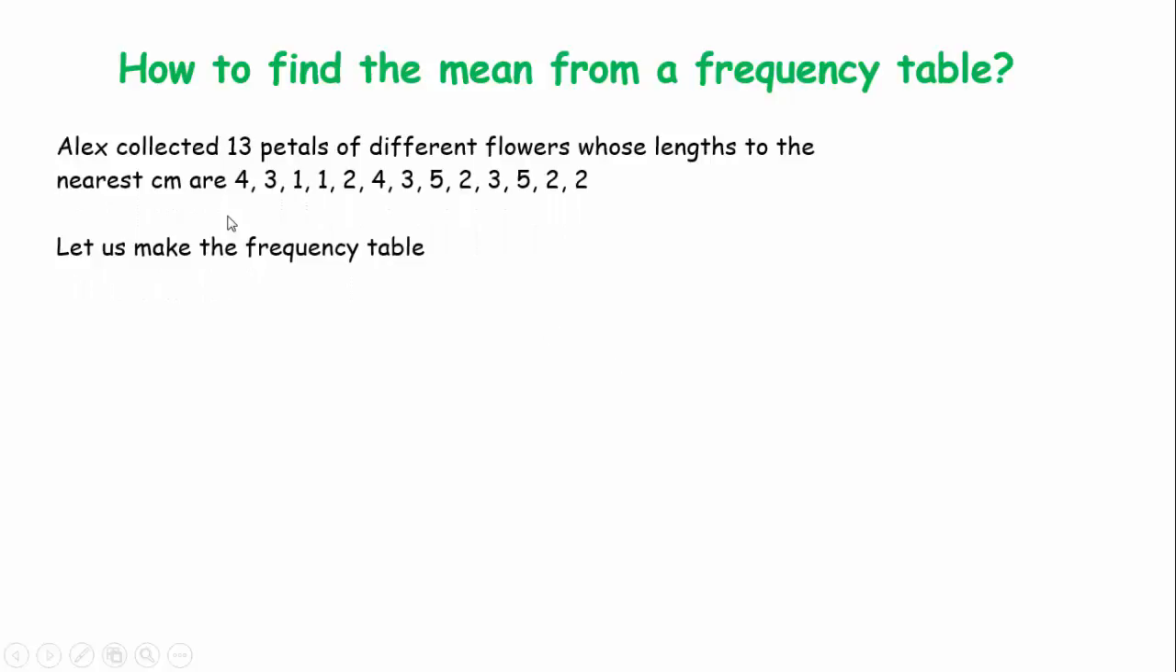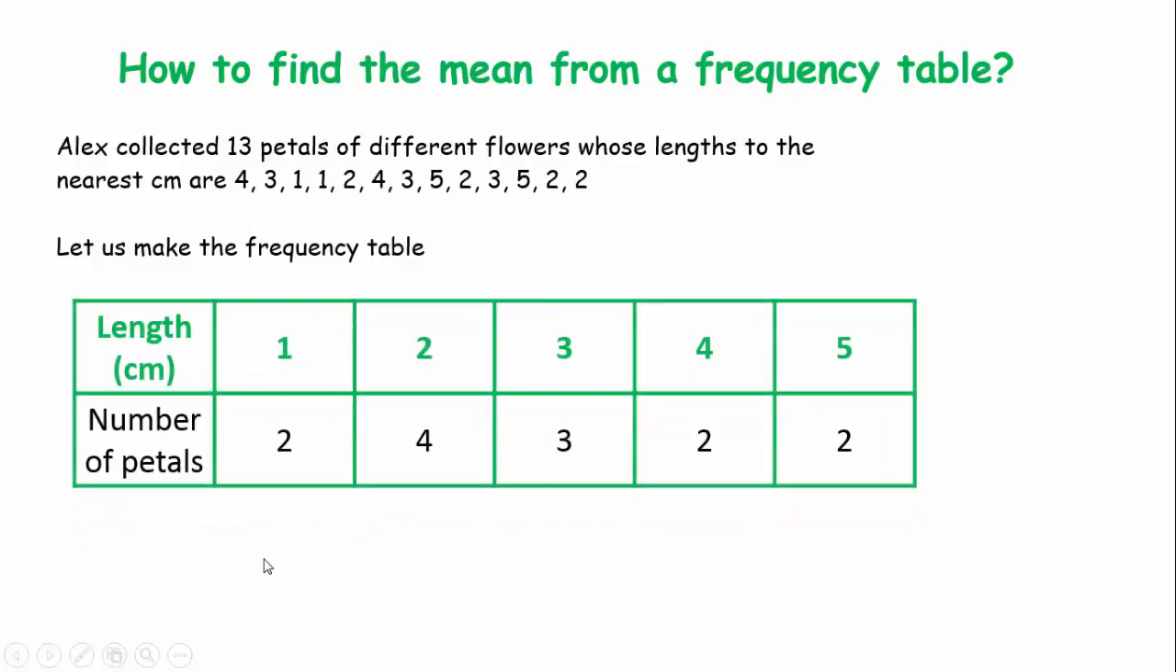There you go. So obviously you'll have to make the frequency table, and you know how to make it. So just see the length of each of the petals, and then you have the number of petals of these lengths. So there are 2 petals of 1 centimeter length, 4 petals of 2 centimeters, 3 of 3 centimeters, 2 petals of 4 centimeters, and so on.